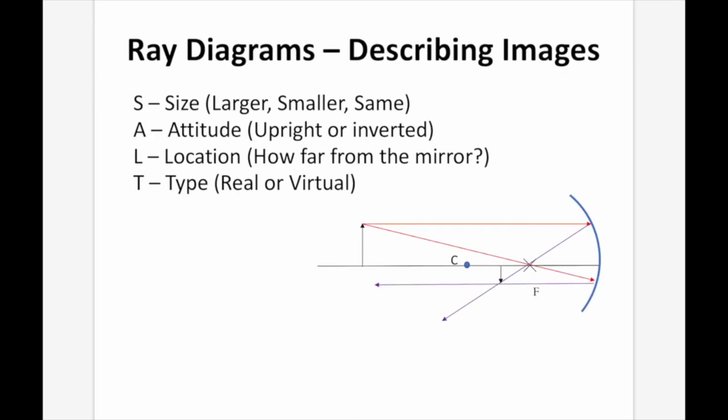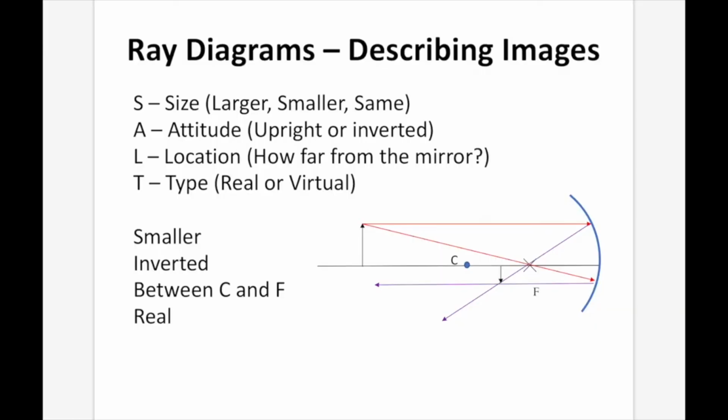So for each of these, I want you to describe what the image looks like. Remember, the image is the thing created using the reflected rays, using our SALT: size, attitude, location, and type. So let's start with this one. Pause the video and describe the image using SALT. Okay, so this one, you can see that it's smaller. It's inverted, it's between C and F, and it's real.